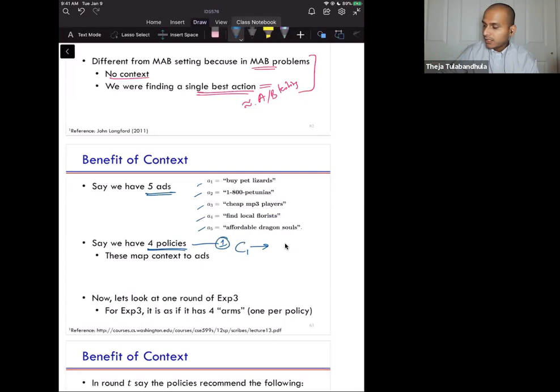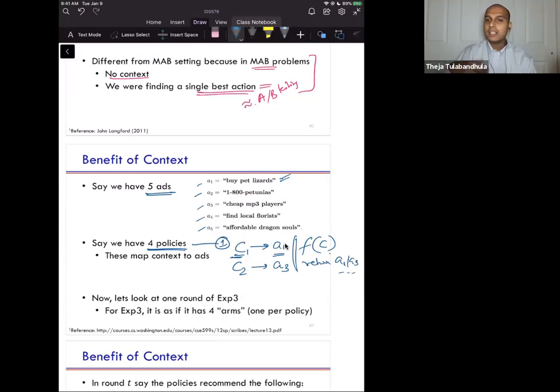For context 1, this first policy says play action A1, or show ad A1. Let's say this user likes animals and pets, and you know that from the context, so the first policy says this is the right ad to show. Maybe for context 2, this user is a musician or audiophile, so you may suggest action A3, which is the ad A3. So this is a function which takes C as an input and returns some action, A1 or A3 or whatever it is. That's what a policy is.